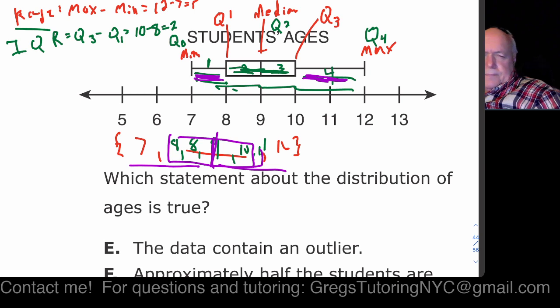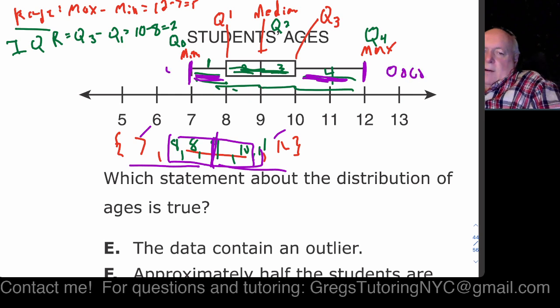And there's one more thing. Since the set of data went from 7 to 12, the whisker ends at 7, that's the min, and the other whisker ends at 12. Anything outside of here, I'm just going to put O's for outside, and anything over here outside, they're called outliers. They're not part of the data.